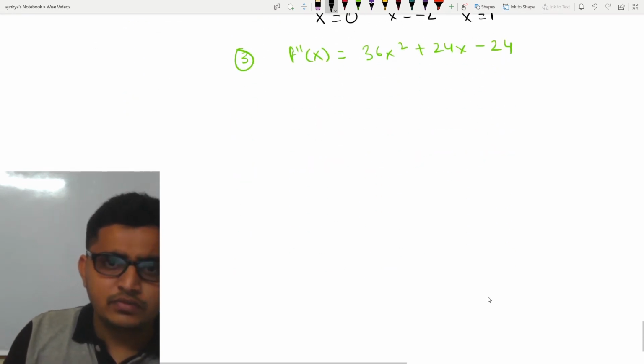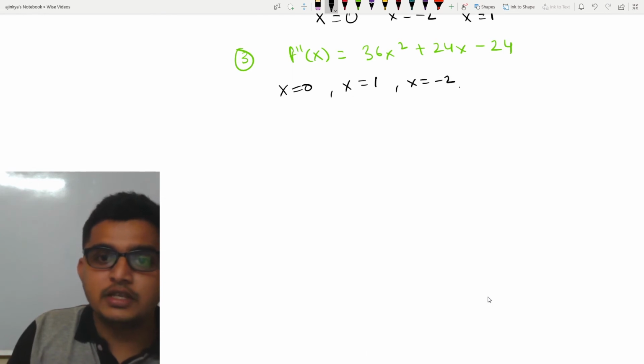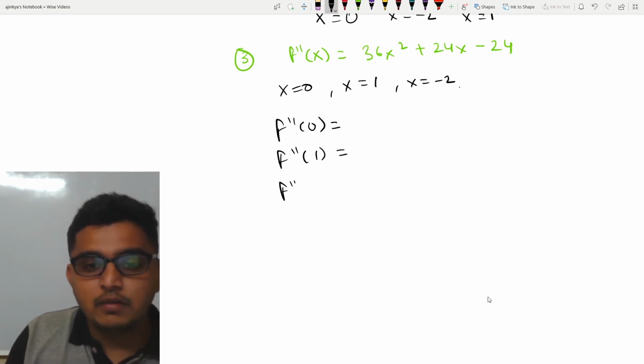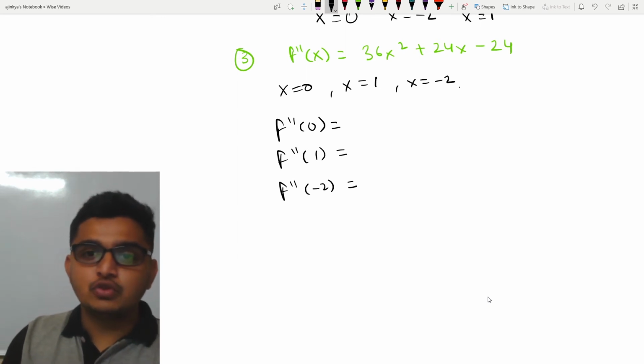So when x is equal to 0, when x is equal to 1, and when x is equal to minus 2. So f double dash of 0 is going to be, f double dash of 1 is going to be, and f double dash of minus 2 is going to be. So if we put x equals 0, what do we have?